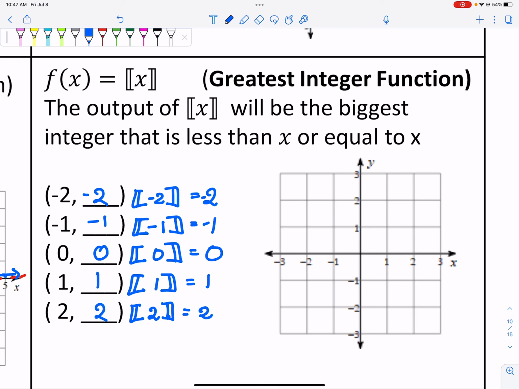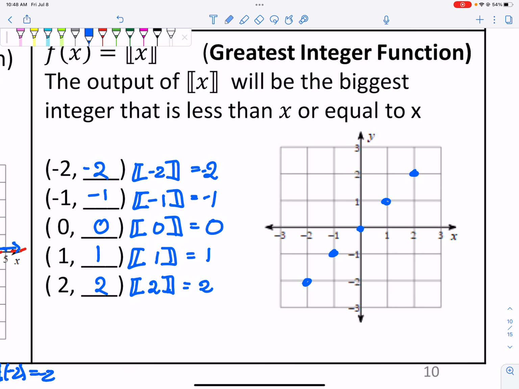So let's plot these points. -2, -2. -1, -1. 0, 0. 1, 1. 2, 2. Now it looks like it's a line, but it's not, because remember that the output is always going to be integers. So the y value on the graph is always going to be whole numbers and not a decimal. So we can't have a point that's right here where the y value is 1 point something. So now we have to pick some more values to see what the graph will look like.